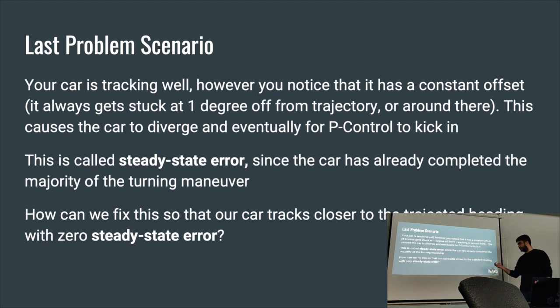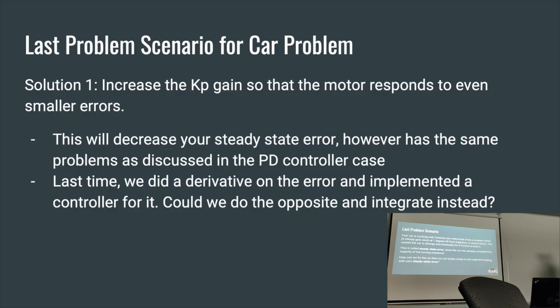So how can we fix this so that our car tracks closer to the trajectory heading with zero steady state error? I don't think we can demonstrate this in the quads, but say you're flying a plane and you've got a couple of waypoints set up that you want to fly the plane between. And there's a constant wind blowing in the direction of the side of the plane. So the plane is constantly flying about a meter away from where it should be, but it's flying straight and it's flying stable. That's the scenario I'm trying to describe here. That's called steady state error, and how can we fix it so that our car tracks closer to the trajectory heading with essentially no steady state error?